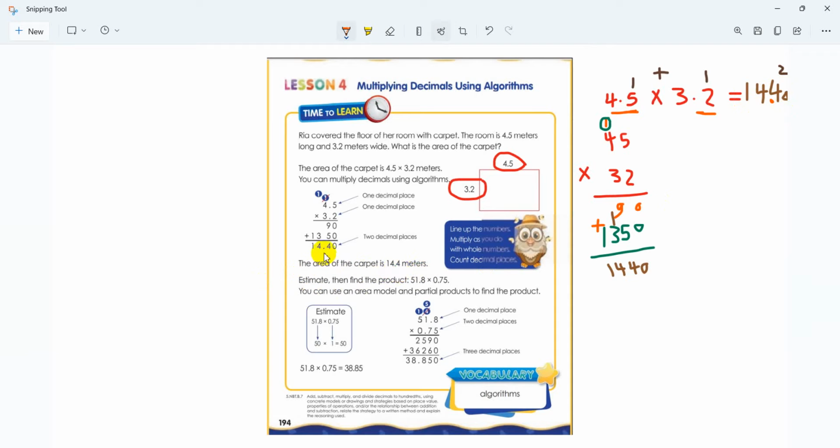Okay, right. You know that 14.40 is the same as 14.4, so the area of the carpet is 14.4. The next example, we need to multiply 51.8 multiplied by 0.75. How can we multiply these numbers? We multiply them like 518 multiplied by 75 without the decimal point. We write them without the decimal point. After we finish, we add the places and put the decimal point.